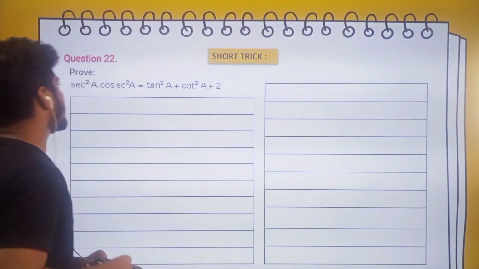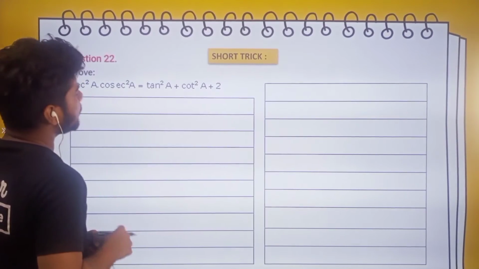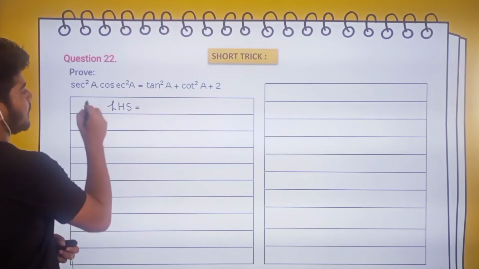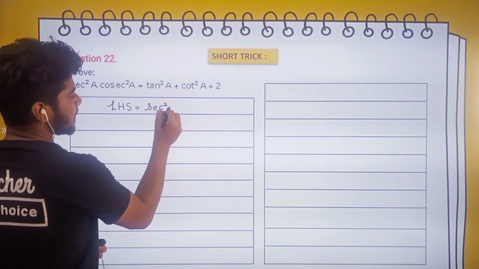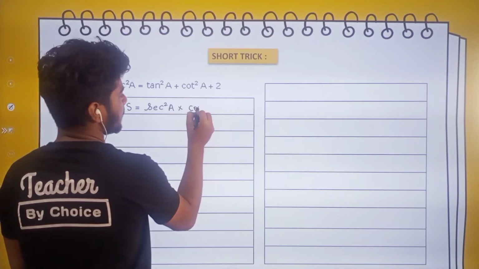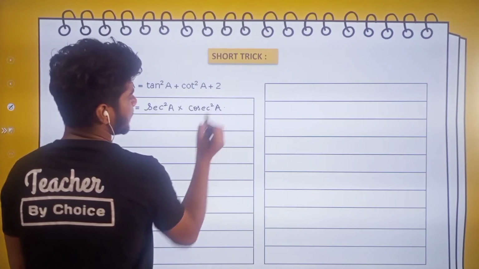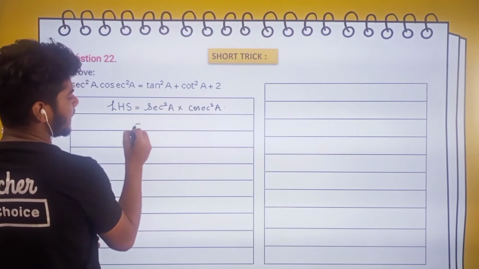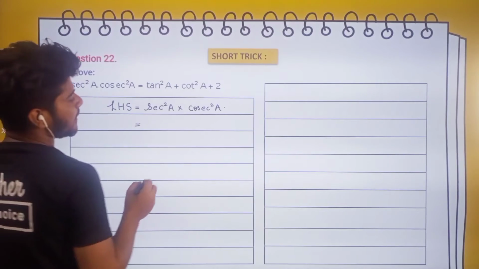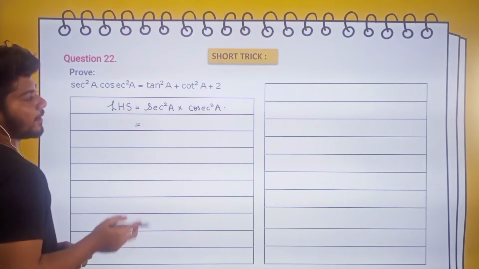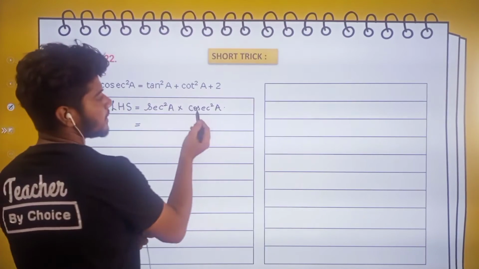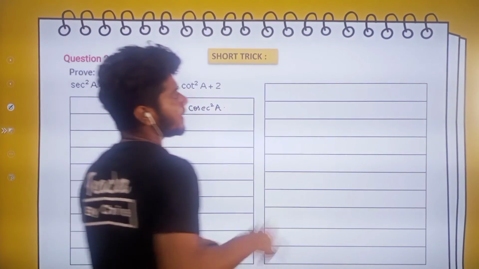Right? So in this also we'll proceed with LHS first. What is given in the LHS? LHS is equal to sec square A into cosec square A, right? You need to convert them in terms of sin and cos. How will you convert them? Instead of converting in terms of sin and cos, convert them directly in tan. Sec we can directly convert in tan, cosec we can convert in cot. How can we convert? By using identity.